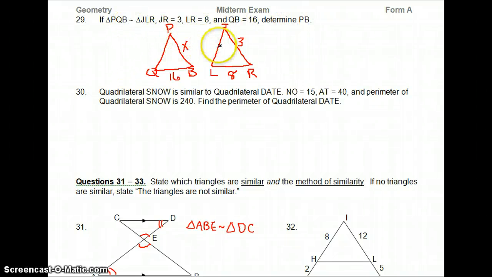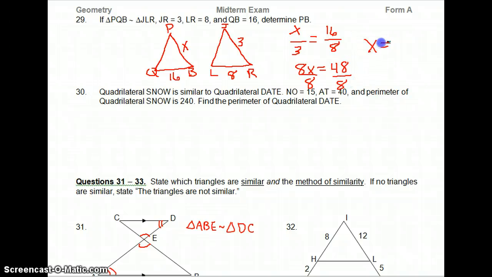Well, if these are similar, we know that the sides have to be proportional, not congruent. So let's just set up a proportion. We have x over 3 equals 16 over 8. Cross multiply, we've got 8x equals 48. Divide by 8, x equals 6. Which is PB.